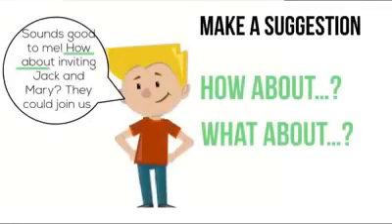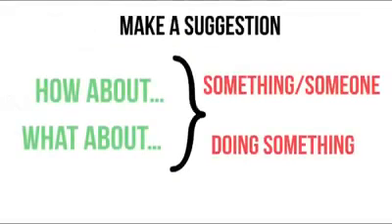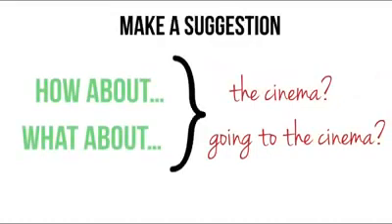Sounds good to me. How about inviting Jack and Mary? To make a suggestion, we also use questions with how about and what about. We say how about or what about something or someone, and how about or what about doing something. For example, how about the cinema? What about the cinema? How about going to the cinema? What about going to the cinema?